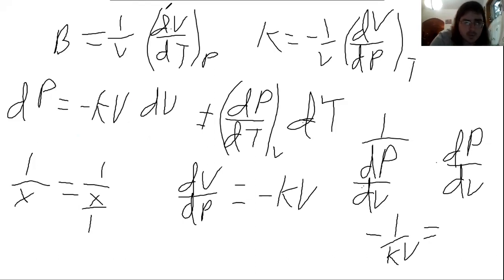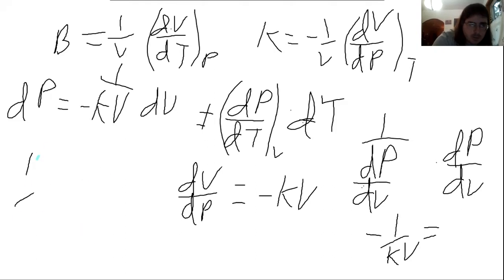Volume dv. Or negative 1 over kappa volume. Sorry. Now, here's where we need the cyclic rule for the next one. We have dp dt, but neither of these beta or kappas have both p and t in the same equation. So here's where we get the cyclic rule.